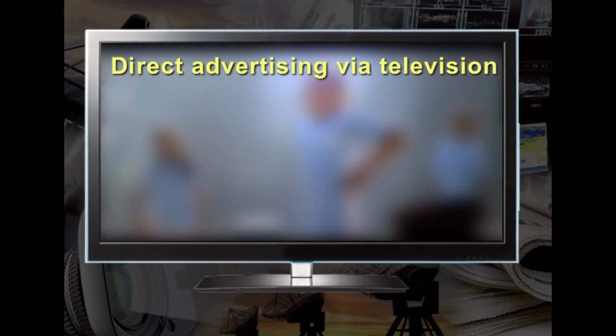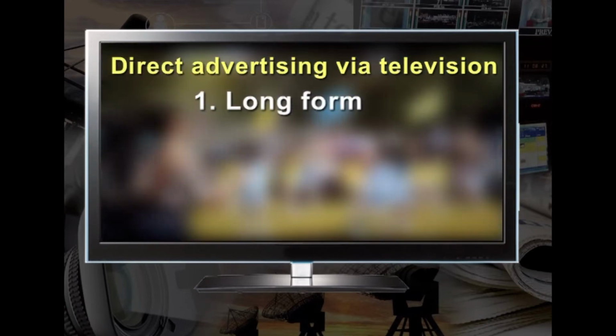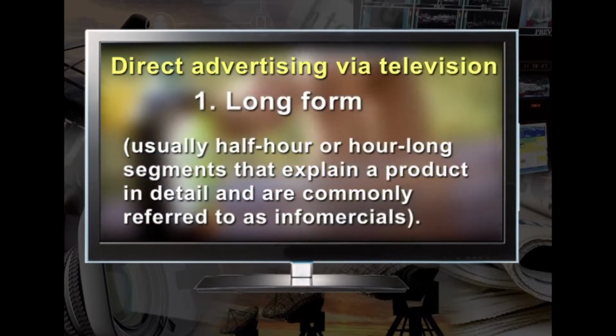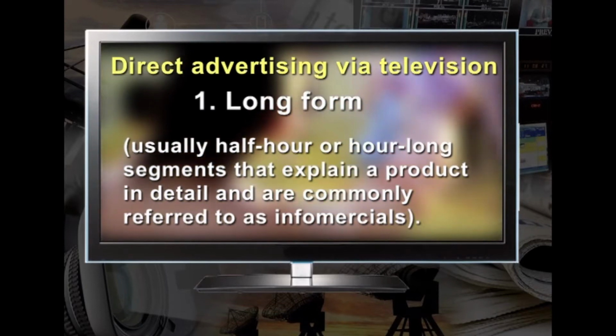Now, direct advertising via television has two basic forms. The first one is long form. Usually half-hour long segments that explain a product in detail and are commonly referred to as infomercials. These can be considered a form of direct advertising since responses are in the form of calls to telephone numbers given on air. This allows marketers to reasonably conclude that the calls are due to a particular campaign and enables them to obtain customers' phone numbers as targets for telemarketing.